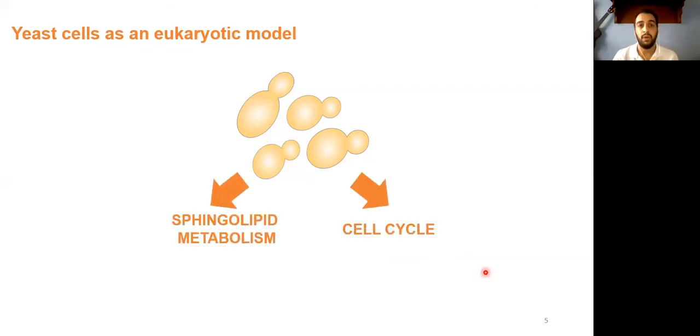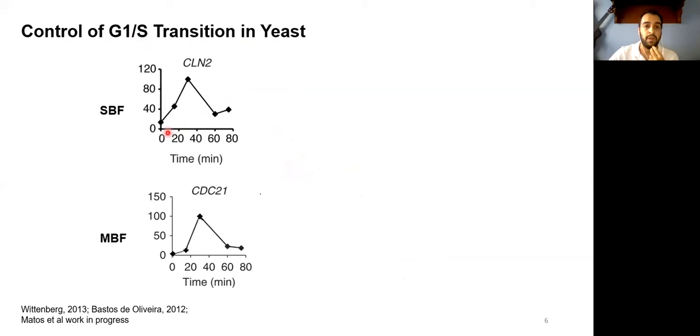For this purpose, we use Saccharomyces cerevisiae as a model, in which both processes are highly homologous to mammalian cells, and the tools to study both sphingolipid metabolism and the cell cycle are largely described. We are going to focus today on the first checkpoint of the cell cycle that happens during the G1/S transition. This checkpoint is characterized by a transcription wave that we can observe once cells are synchronized at G1 stage of the cell cycle, as you can see here at time 0.